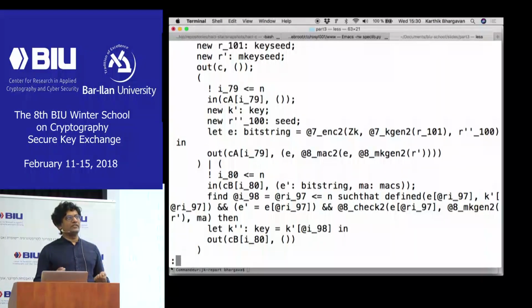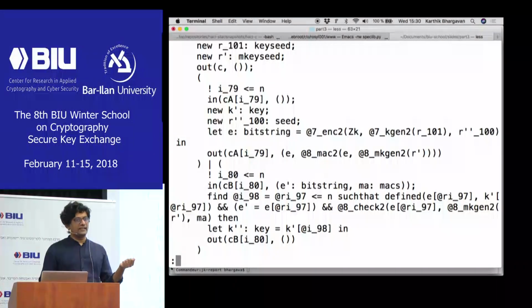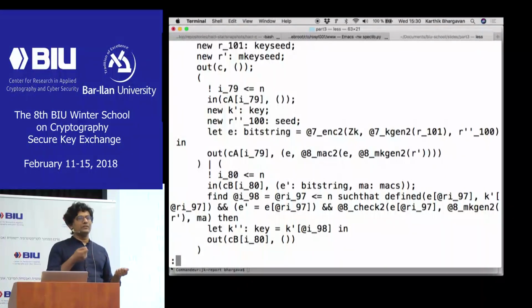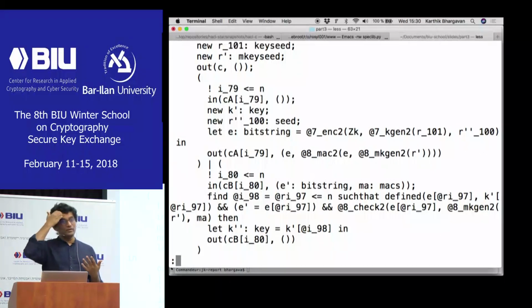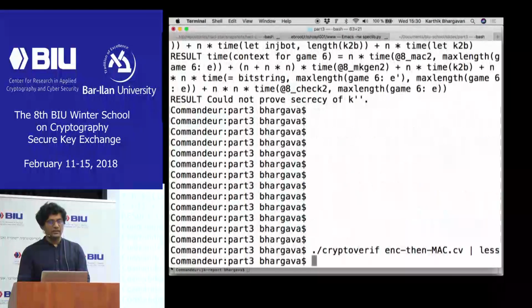So it will say, I tried to apply this game, but I failed. I did lots of simplifications, but I still cannot apply this game. And then from that, you can try to tease out where it actually broke, or from what it tried. But it's not always obvious. All right, so let's take a break, and when we come back.